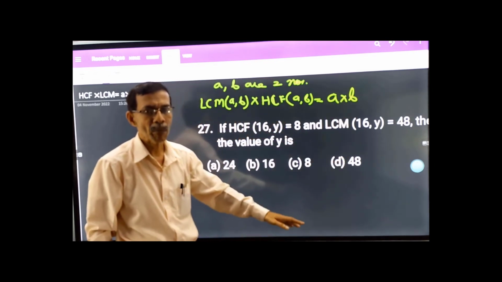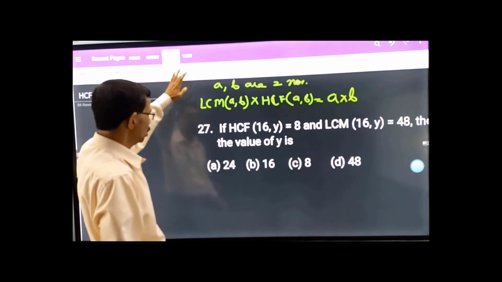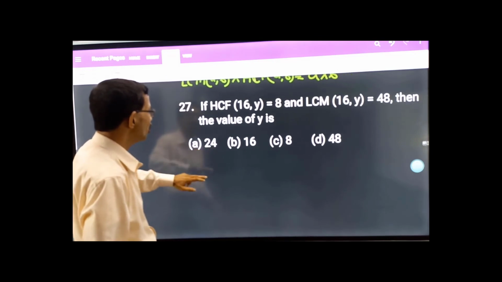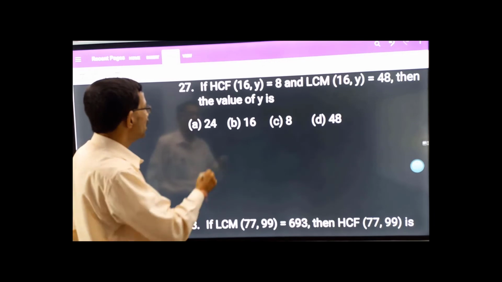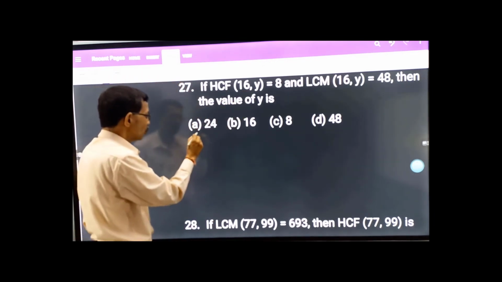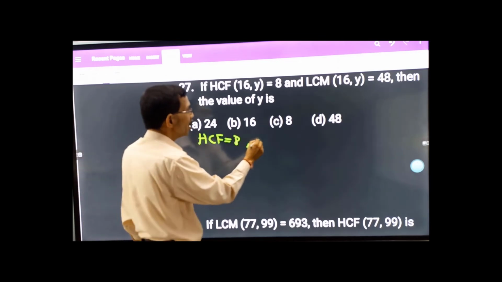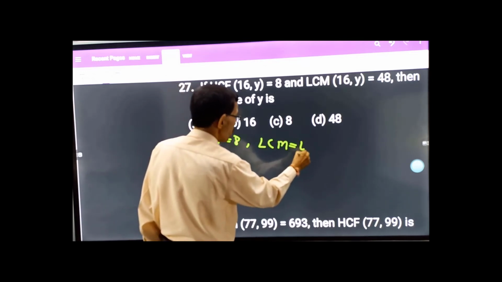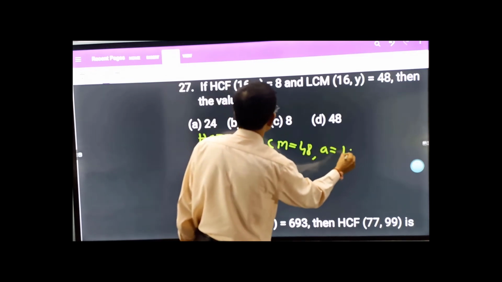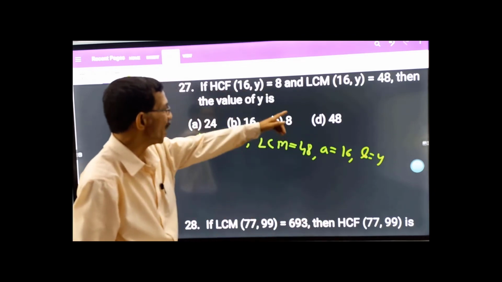This formula you have to remember and use in solving such questions. So let us go with question number 27. Here the question is like this. HCF is given as 8, LCM is given as 48. Then A is equal to 16 and B is equal to Y. So we have to find Y.